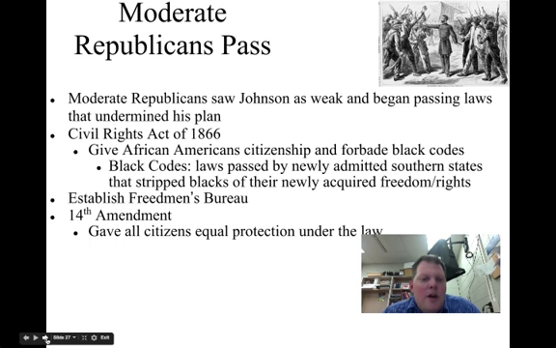The moderate Republicans, though, see this as kind of weak, and they basically start to undermine Johnson. They passed the Civil Rights Act of 1866, which gives African Americans citizenship and forbids black codes. These were laws newly passed by southern states that basically strip African Americans of their rights. The moderate Republicans also established the Freedmen's Bureau, a government organization meant to help people get on their feet. And they also passed the 14th Amendment to ensure that all citizens get equal protection under the law. Okay.